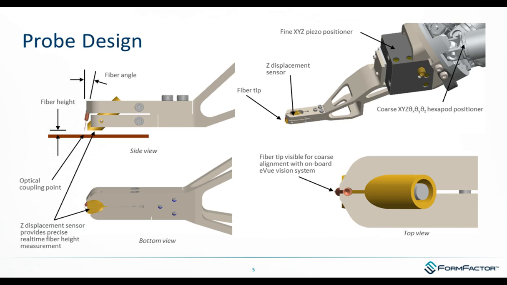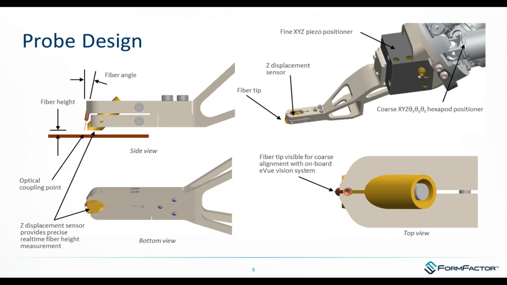This slide shows the details of bringing the fiber down to the work surface. In the top left, you see the dimensions there shown as fiber height and fiber angle. These tend to be important probing parameters for different applications dependent on the design of the waveguide and the PIC. The fiber angle is an important one as it changes with wavelength, and the fiber height we control in real time with the Z displacement sensor, providing feedback right at the coupling point so that it can reject any sort of disturbances in the kinematic loop between the wafer and the probe tip.